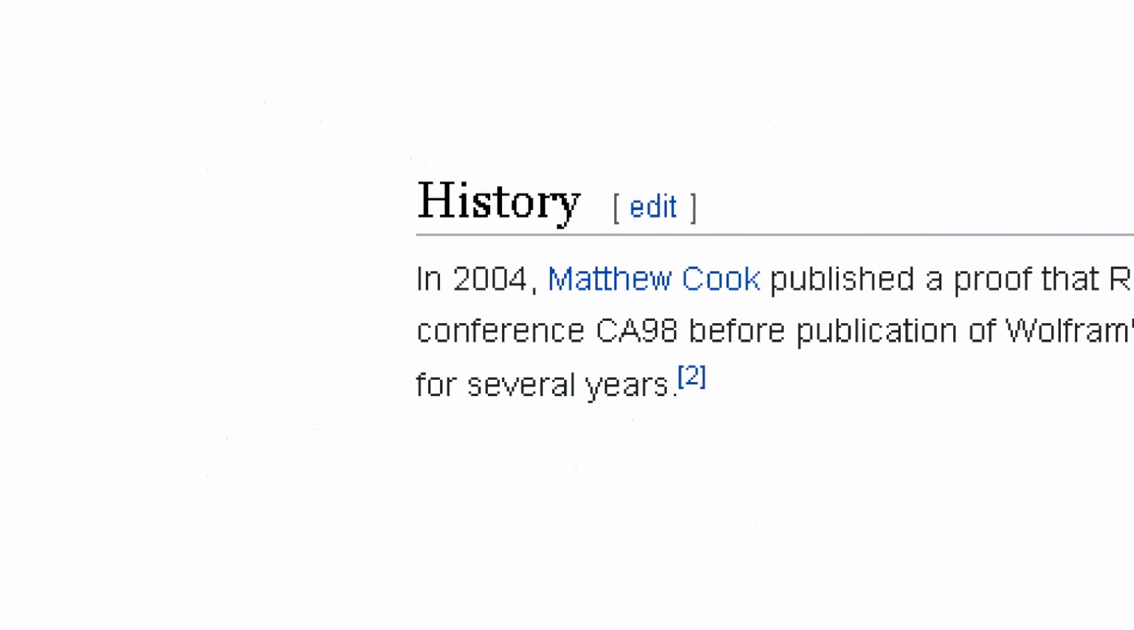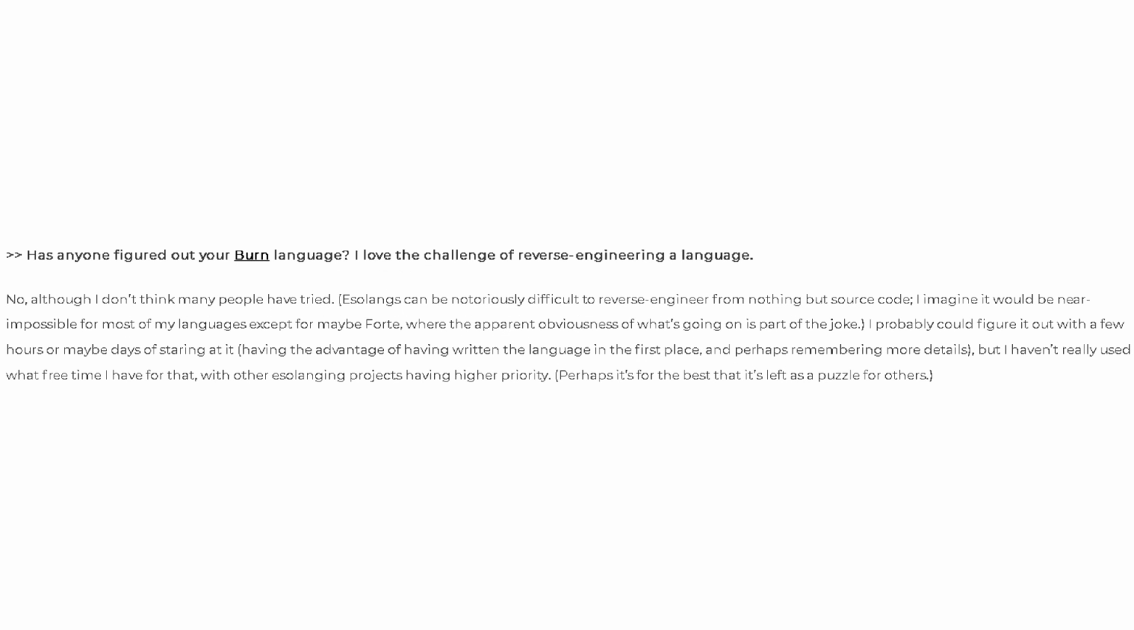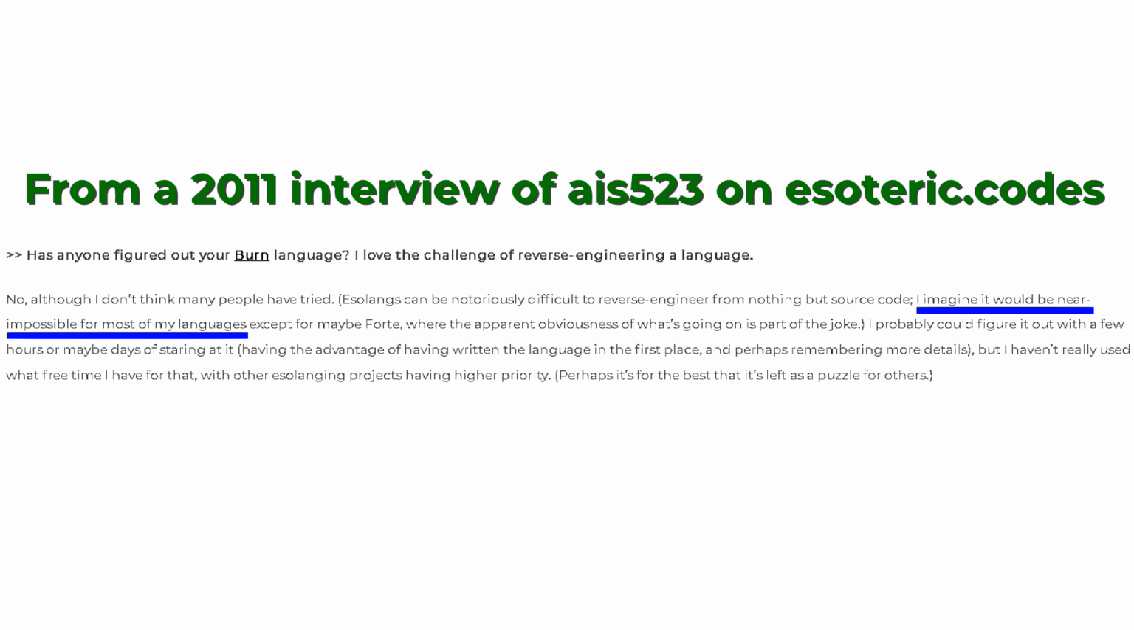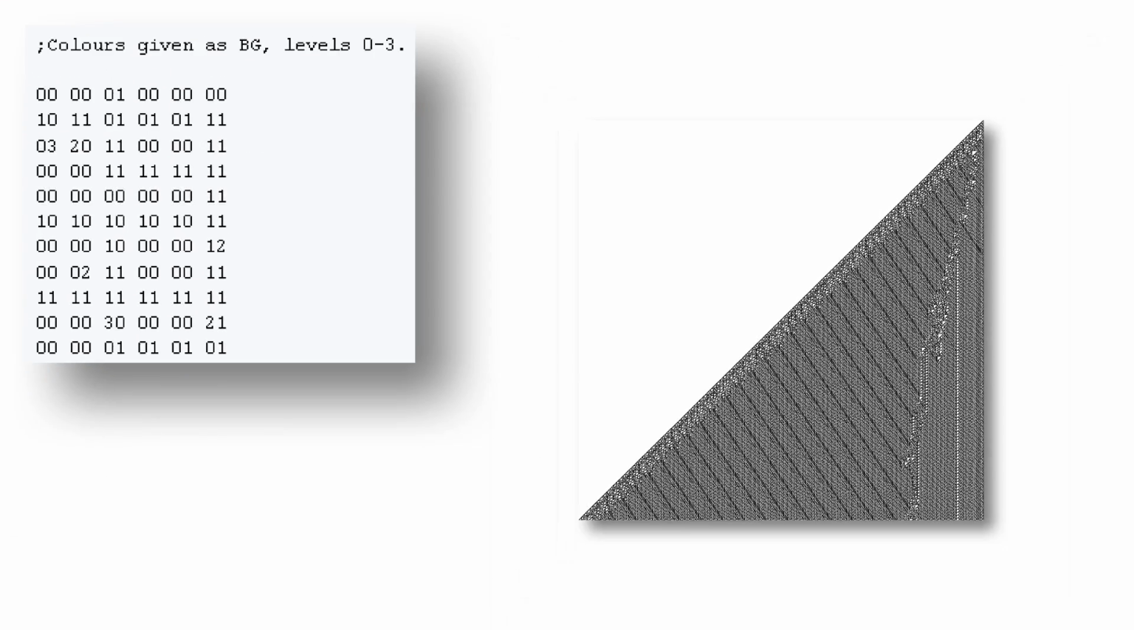But anyway, I don't think we'll be seeing a seriously remade Burn anytime soon. Even AIS-523 himself says his Esolangs would be almost impossible to reconstruct. But if any of you are up to the challenge, then maybe we will see a remade Burn, I don't know. But still, Burn is interesting because we have the code for it and we know what it does, but we still know pretty much nothing about it.